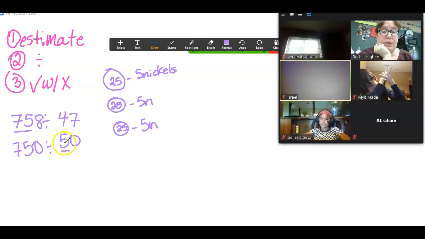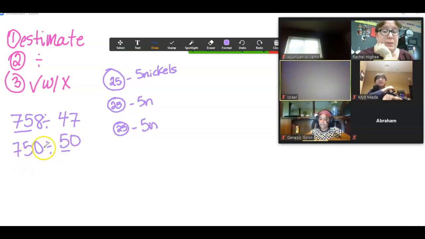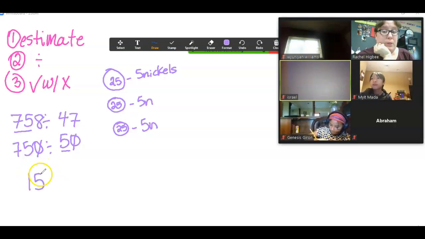15, absolutely. Okay, so then what we're saying is, well, we should have dealt with the zeros first. I have one on each side. So you just told me that 75 divided by 5 is 15. Okay.